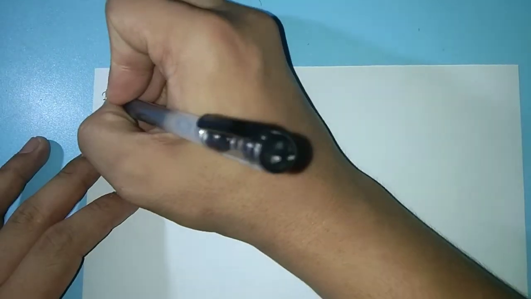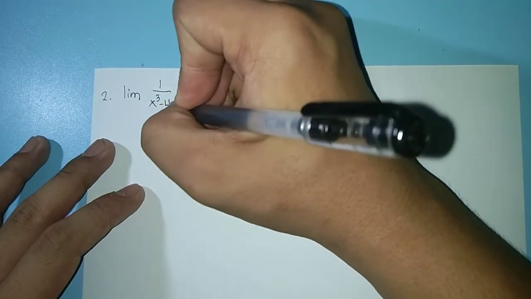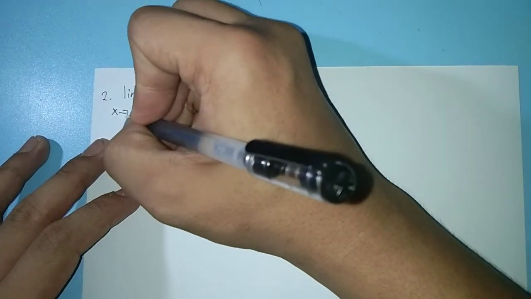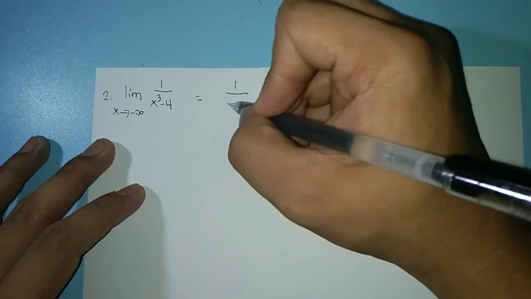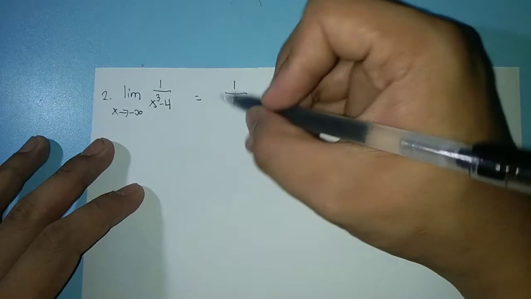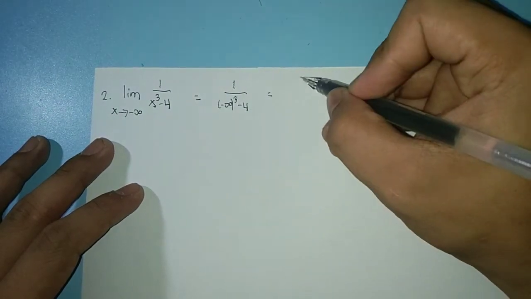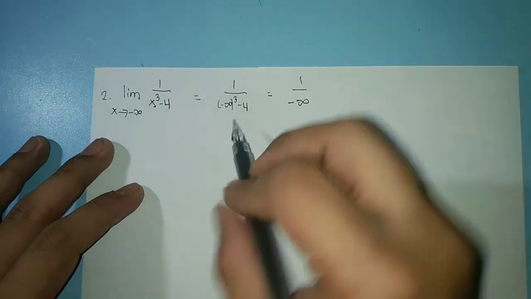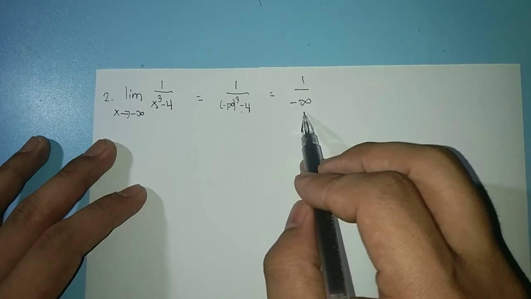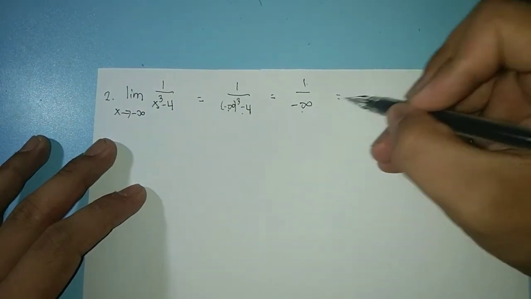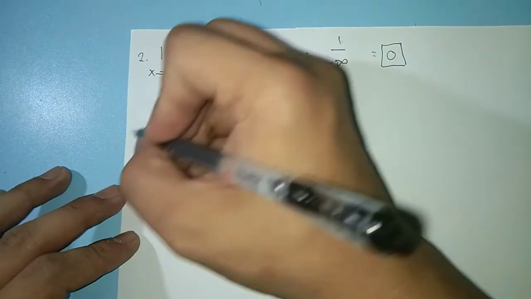For number 2, let's have limit 1 over x cubed minus 4 as x approaches negative infinity. So this will be equal to 1 over negative infinity cube minus 4. So this is equal to 1 over negative infinity, kasi negative infinity minus 4. So magiging negative infinity. And 1 over negative infinity, that is 0. Okay? So tuloy na natin, number 3.